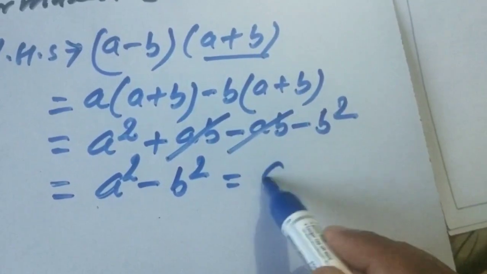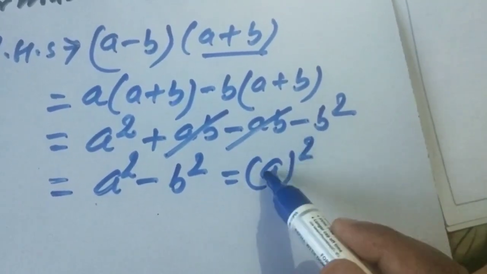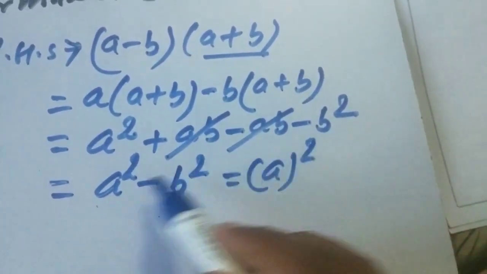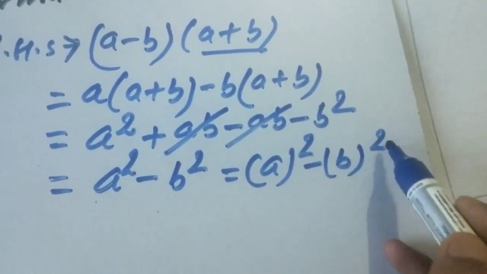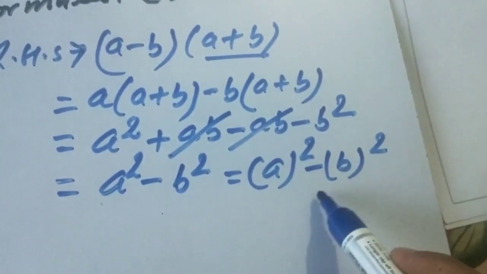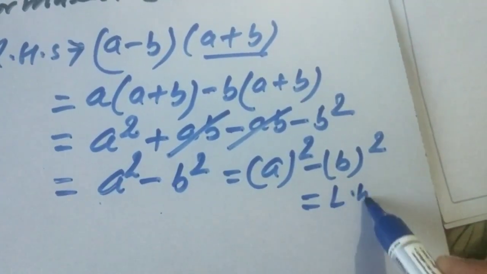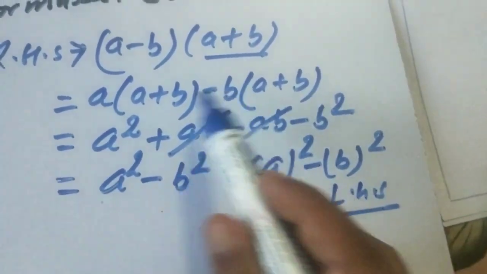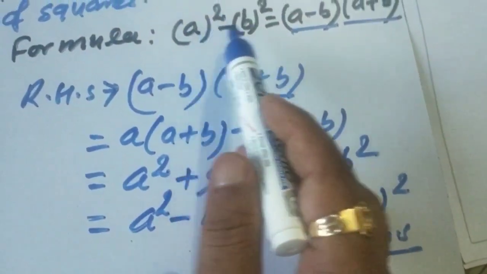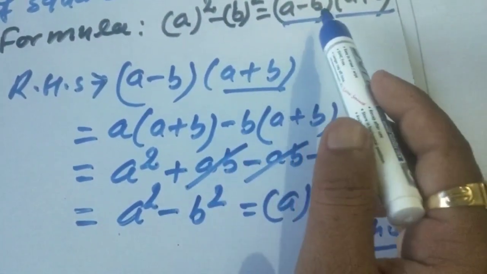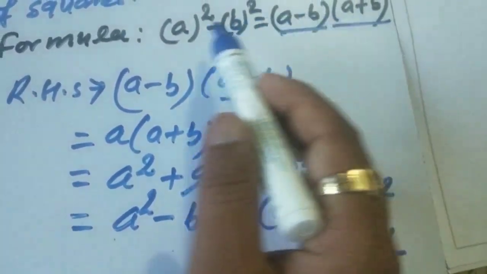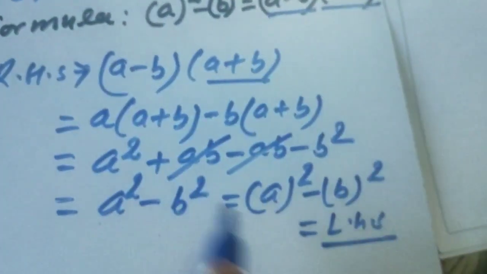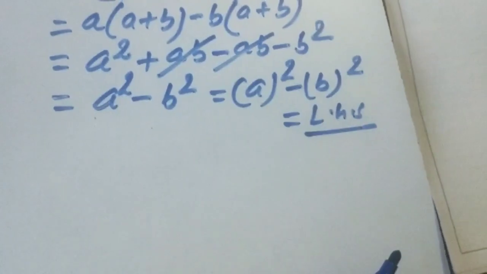It can also be written as a the whole square, that is a the whole square is also equal to a square, and minus b the whole square. So it becomes equal to LHS, that is a the whole square minus b the whole square is equal to a minus b into a plus b, or a minus b into a plus b will be equal to a square minus b square. So we have verified it.